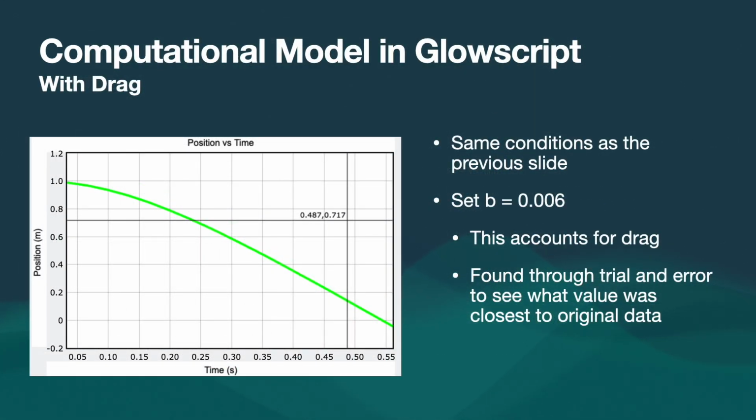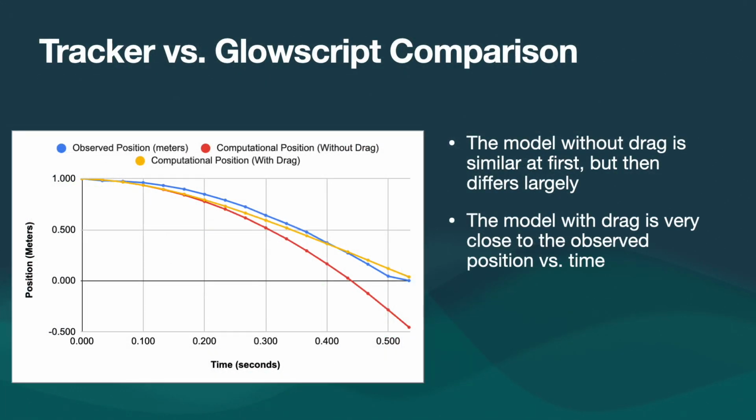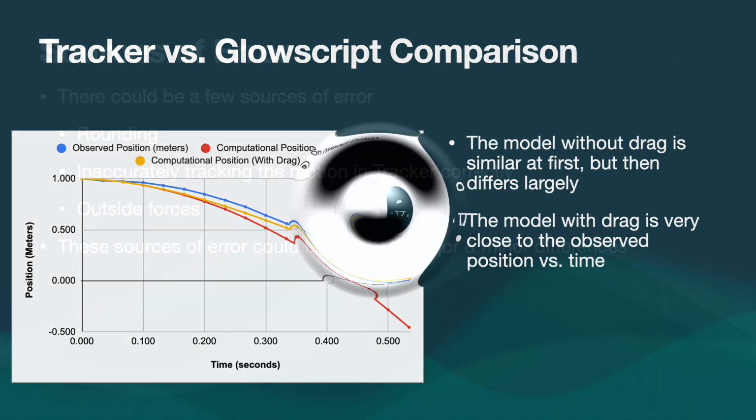For the model with drag, the conditions are the same, and then we set the proportionality constant to 0.006. This accounts for drag and was found through trial and error. And here's the position versus time graph for drag. When compiled, we can see the three different models observed, no drag and with drag. And the model without drag is similar at first, but then starts to differ largely. And the model with drag is very close to the observed position versus time.